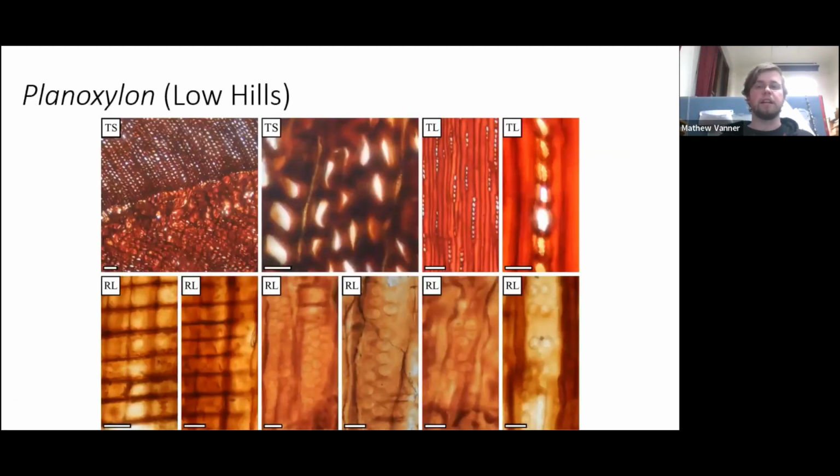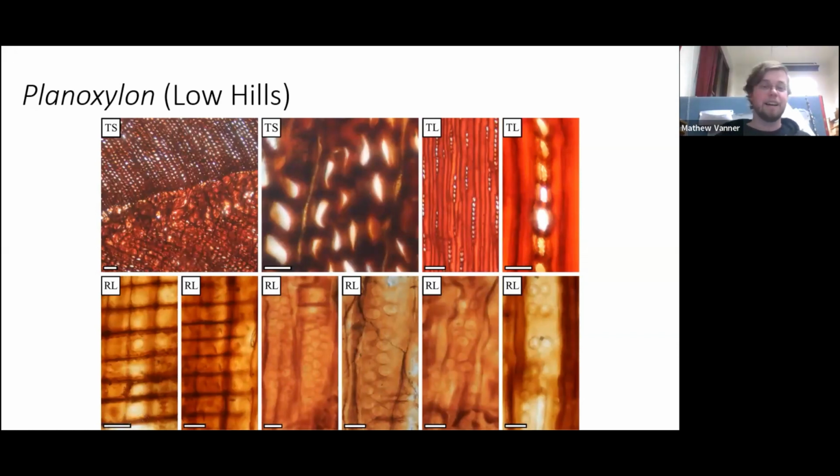So this Planoxylon is quite strange in that it has features reminiscent of both Araucarioxylon as well as Podocarpaceae. You can see it's got these contiguous and opposite tracheid pits, but it also has separate pits. In this case, they are actually alternating clustered pits, pits which are also opposite and separate.